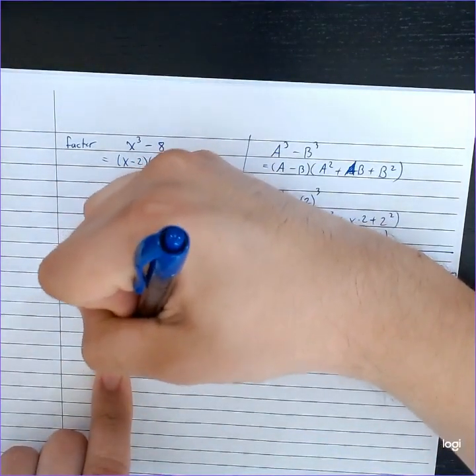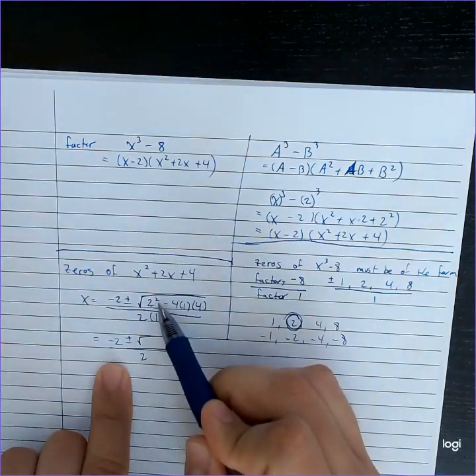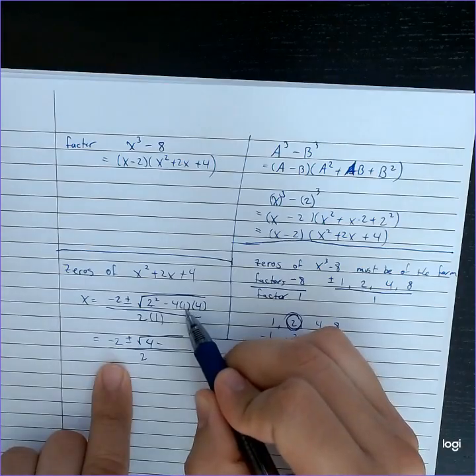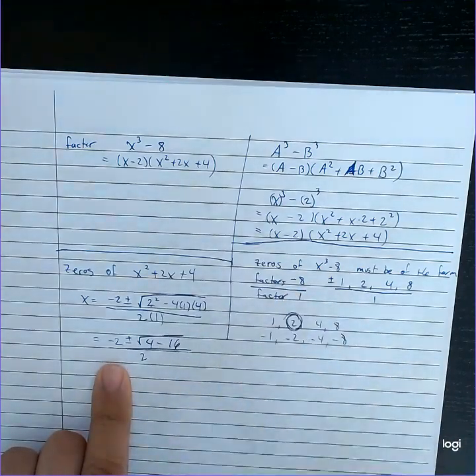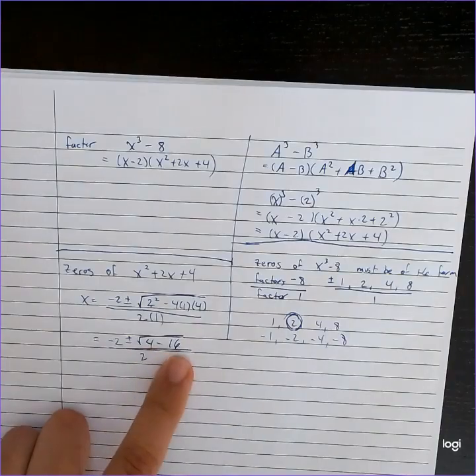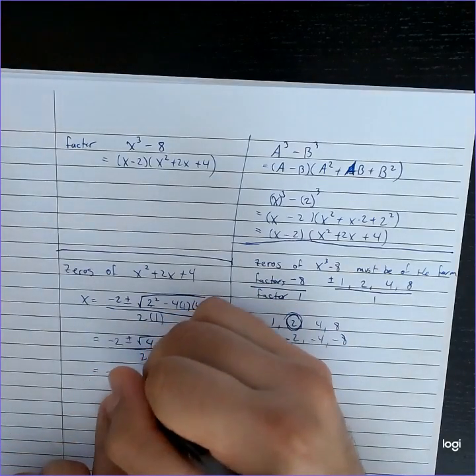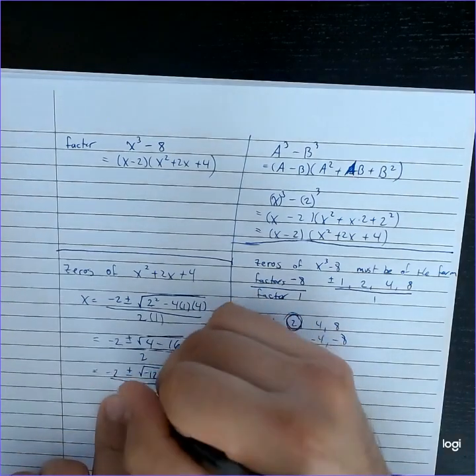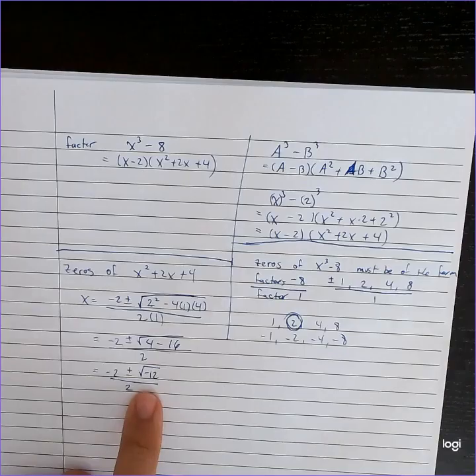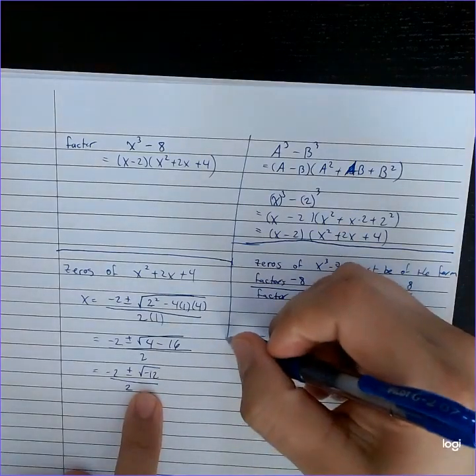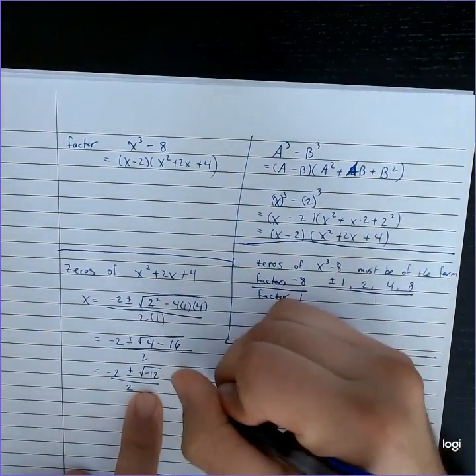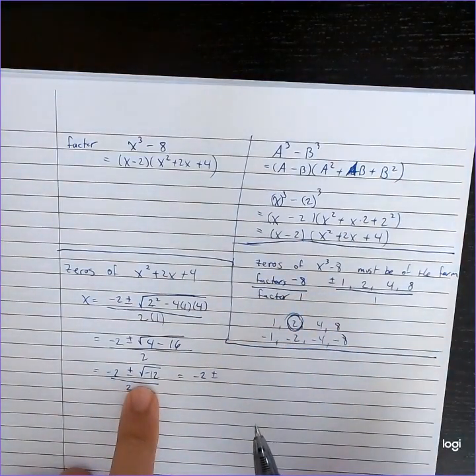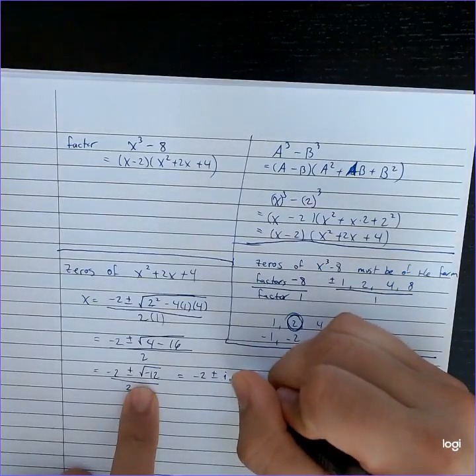And now inside of our square root, 2 squared is 4, minus 4 times 1 times 4 is 16. And here, 4 minus 16 is going to give us negative 12. Notice that we're taking the square root of a negative number. Well, that's going to cause an imaginary solution. So here, that's going to give me negative 2 plus or minus the square root of negative 12, which is the same as i times root 12.